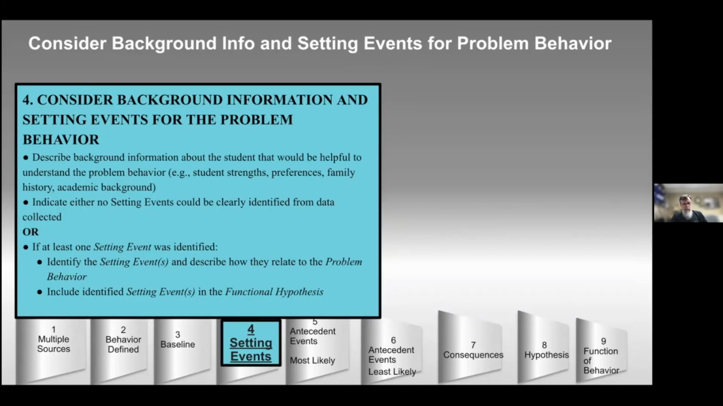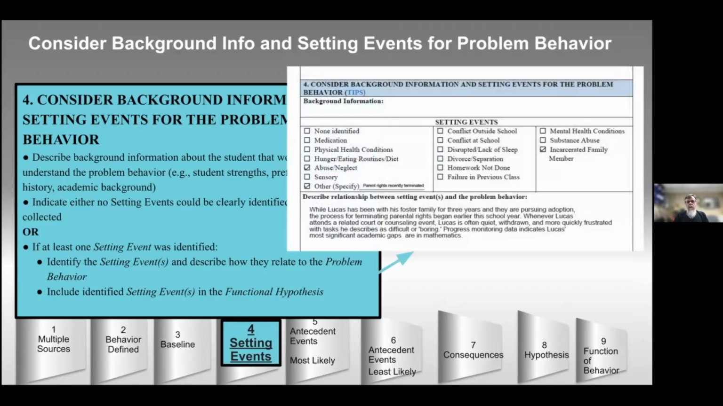And with setting events, I'm not talking about just where you're at that moment. I'm looking at things that have happened in the past or that are going on currently. Some of those setting events could be medication, some background information. They may have sensory needs, might have communication needs, family dynamics. Is there substance abuse? Are there incarcerated family members? Mental health or physical health conditions that we need to know about? Has the student been abused or neglected? So there's several things you can find out as far as setting events.